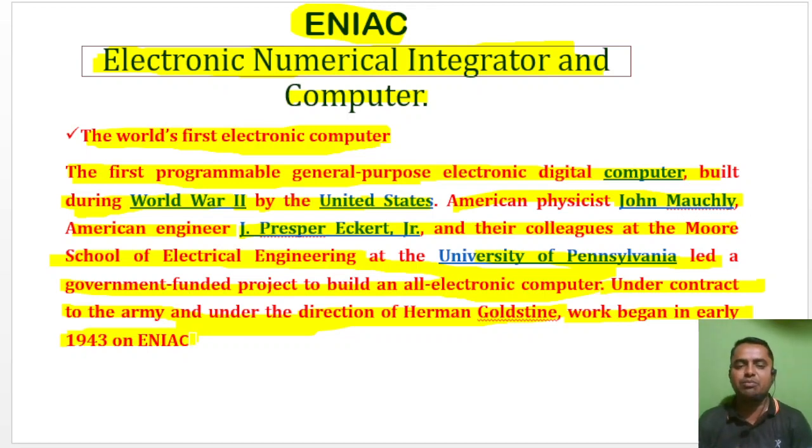It is the first electronic computer, that is ENIAC. The full form of ENIAC is Electronic Numerical Integrator and Computer. The first programmable general purpose electronic digital computer means ENIAC. It was built during the Second World War by the United States. American physicist John Mauchly and American engineer J. Presper Eckert and their colleagues at the Moore School of Electrical Engineering at the University of Pennsylvania led a government funded project to build an all electronic computer under contract to the army, under the direction of Herman Goldstine. Work began in early 1943 on what?